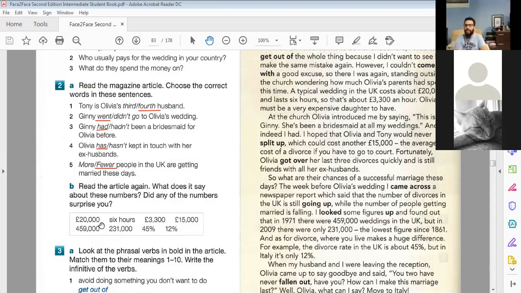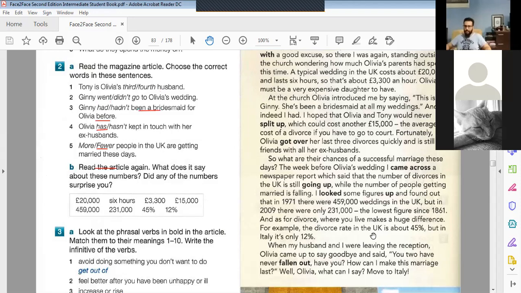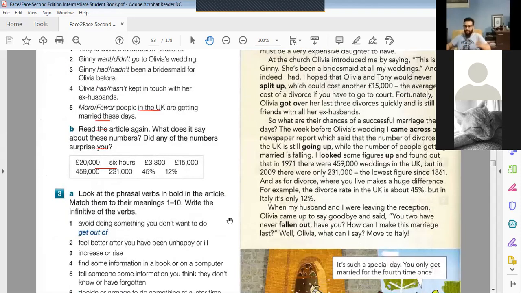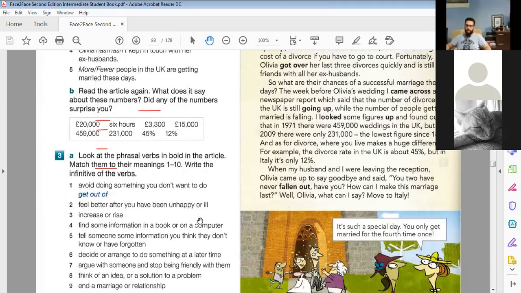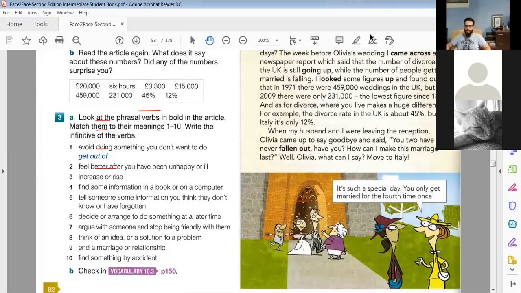In Italy, divorce rate. Also, this is another very interesting topic, the issue of divorce and divorce rate. For us, Italy and the UK are not that different from an Arab Muslim country. But obviously, when it comes to divorce, the difference is huge. 45% and 12%, there must be something culture specific. Anyway, maybe we'll come back to that.